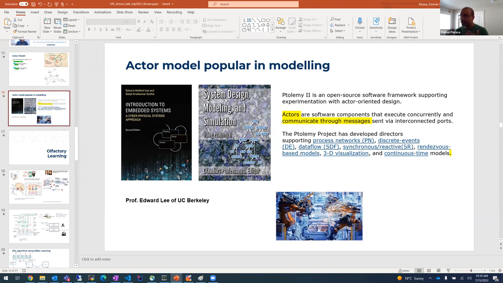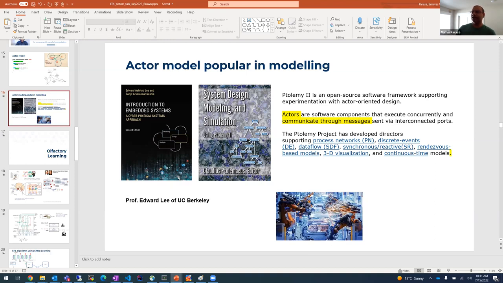Beyond spiking neural network models, you can think of this as a superset of spiking neural network models. You can do a lot of things, and that is why this field needs more research, because the problem is that people in different fields are not talking to each other. Right now, this is only popular in actor models, in software, and certain fields like embedded systems.